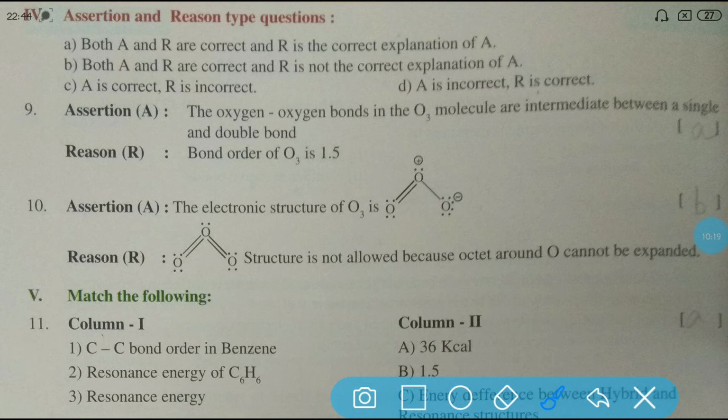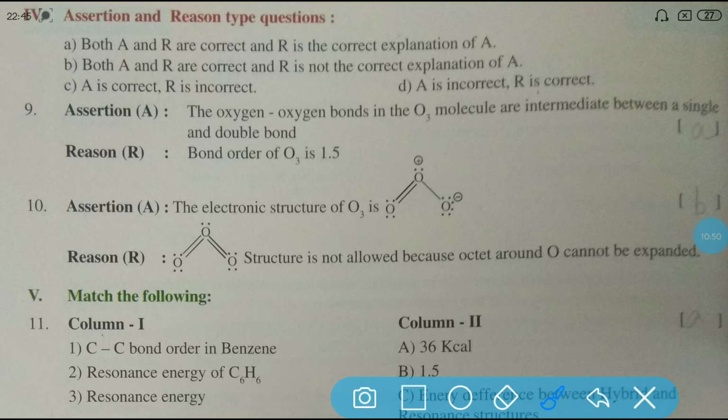Okay, let us answer the 9th question. Assertion A: The oxygen-oxygen bonds in the O3 molecule are intermediate between a single and double bond. Yes, obviously it is a correct statement. Now I will show that also. See, oxygen is here. It has a single bond with one oxygen and a double bond with another oxygen. So that is why I could say that statement A is correct.